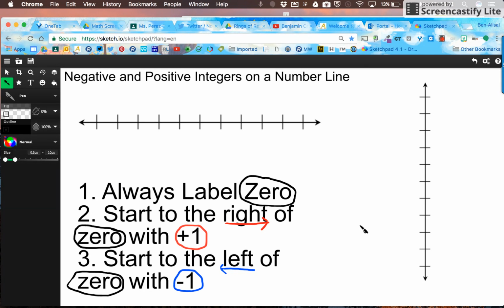So when we are labeling a number line, the first step we need to do is always label our zero. It doesn't have to be in the middle, but I'm going to always pick which point is my zero and label it.